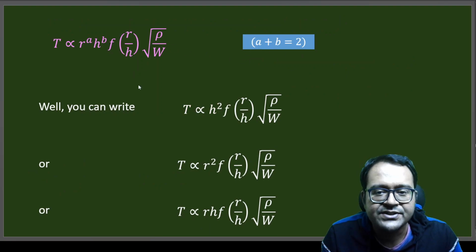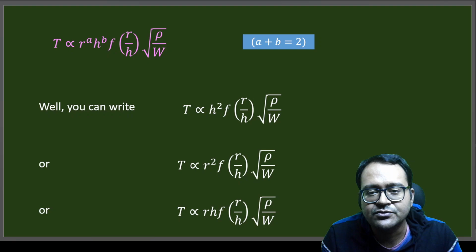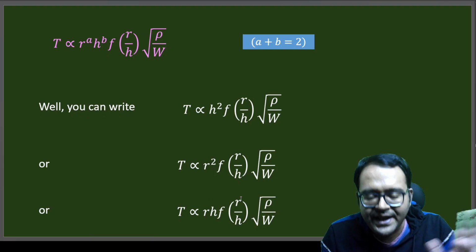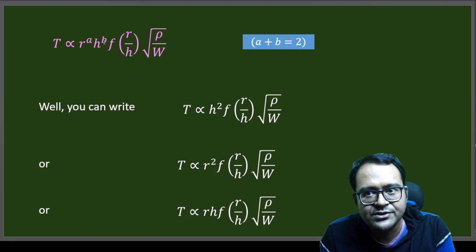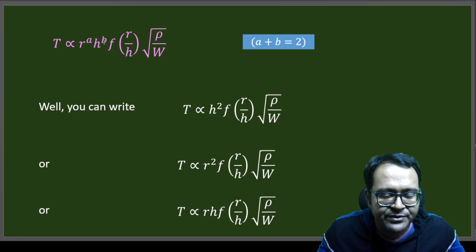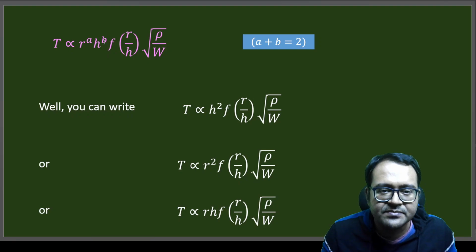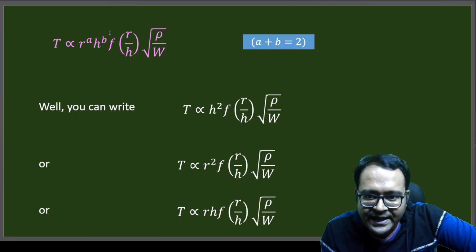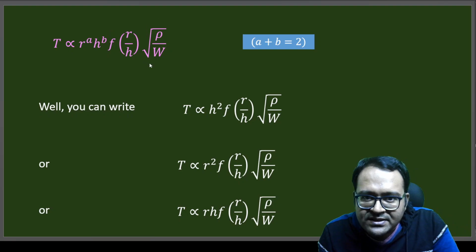So your flight time could be proportional to h square times some function of r by h times the square root of rho by W, or you can write it as r square, or we can write it as rh also, or any combination such that a plus b equals 2. So that is not a very good answer. This brings you to many possibilities. So you cannot get it exact, but you can get this exact.